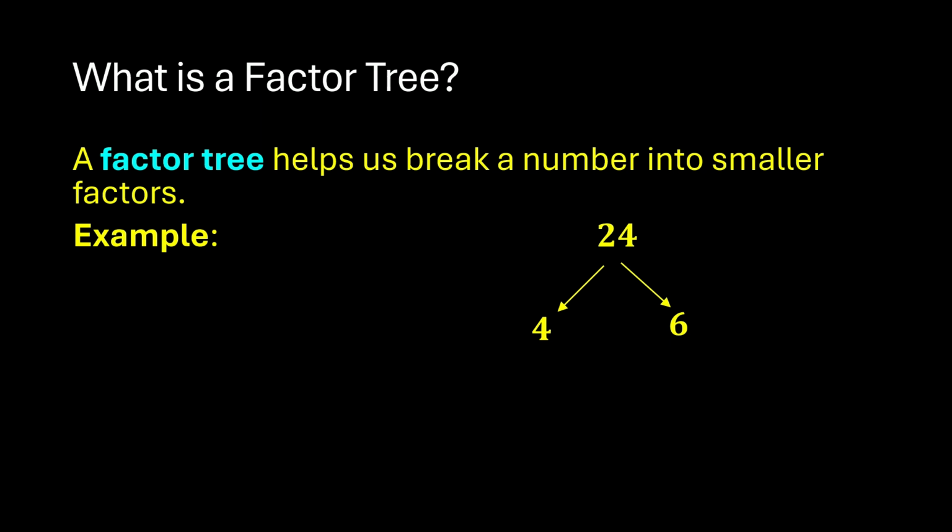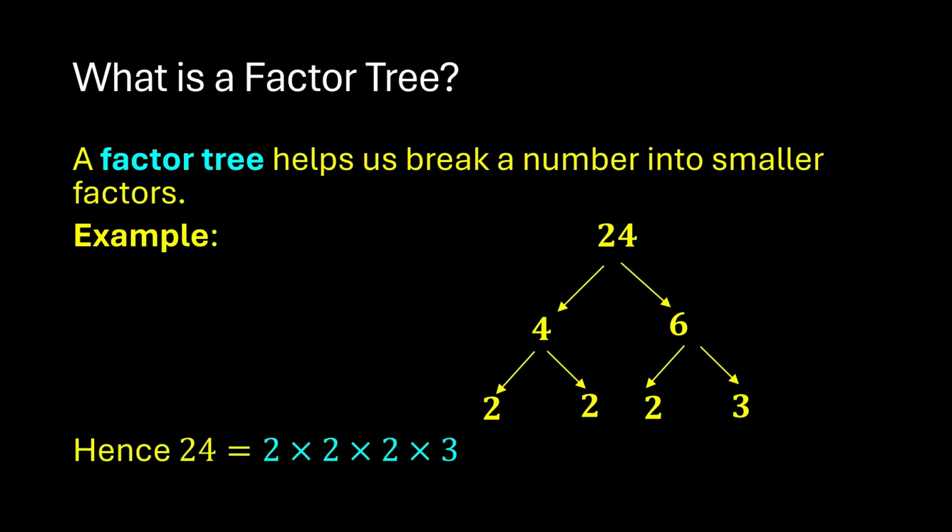So 4 is equal to 2 times 2. Both of these numbers are prime. And 6 is equal to 2 times 3. And both of these numbers are also prime. So therefore, 24 expressed as a product of prime factors is 2 times 2 times 2 times 3, as shown here.